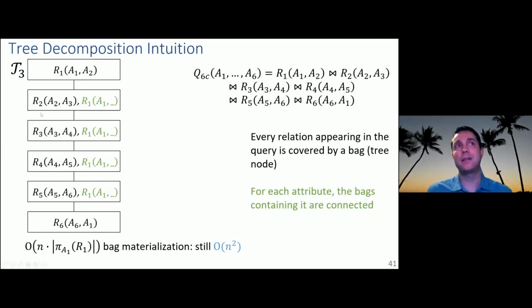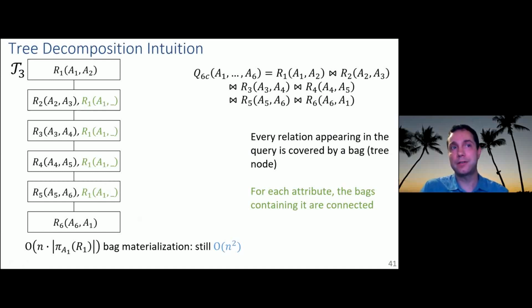We could have up to n tuples in R2. There are up to n distinct values of A1 in R1. So we're back to an order n squared computation cost. Even though we're slimming down these bags, we still have an n squared cost. And the question is, can we do better than that? Is that the final step?